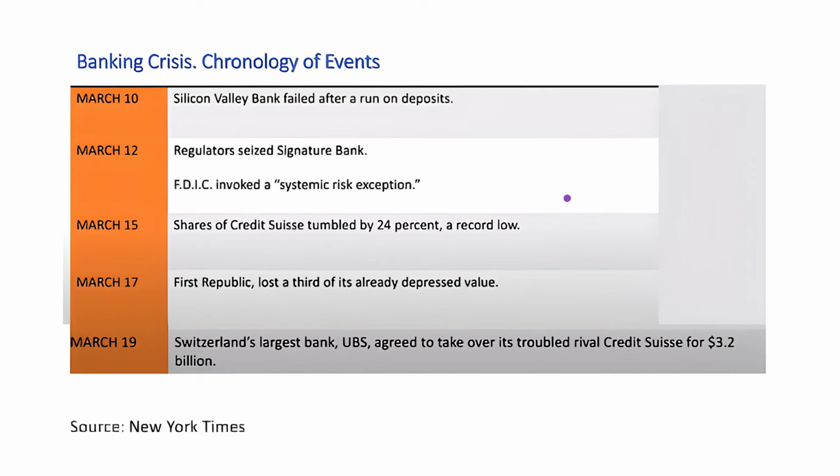Policymakers tried their best to address the situation and prevent a larger banking crisis. However, more bad news followed. On March 15th, Credit Suisse's shares dropped by 24%. 4 days later, UBS acquired Credit Suisse in Switzerland, and in the U.S., First Republic Bank lost 1/3 of its value. Given these events, markets reacted differently.